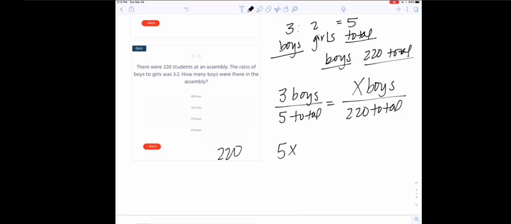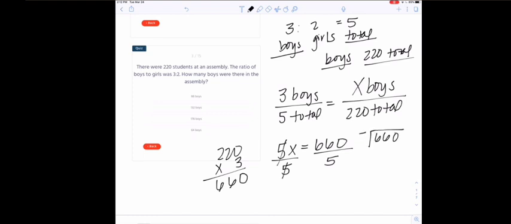So let's cross multiply. 5 times x, 5x. 220 times 3: 3 times 0 is 0, 3 times 2 is 6, 3 times 2 is 6. So 5x equals 660. I'm going to divide by 5 on both sides, so I can get x by itself. And now let's do 660 divided by 5.